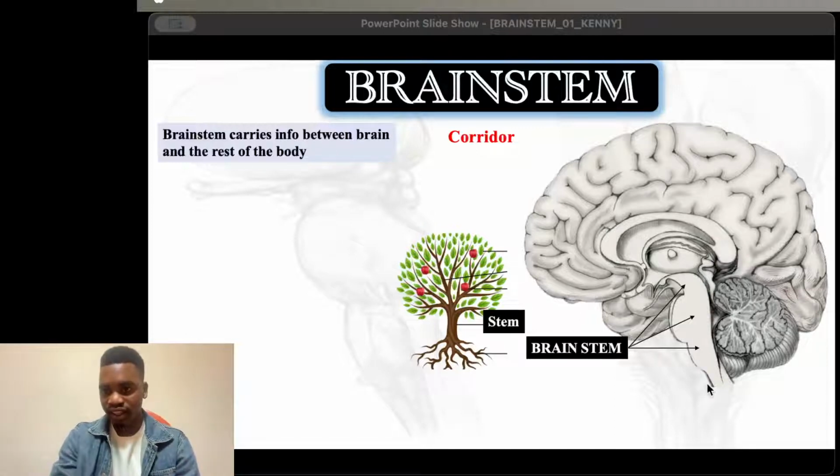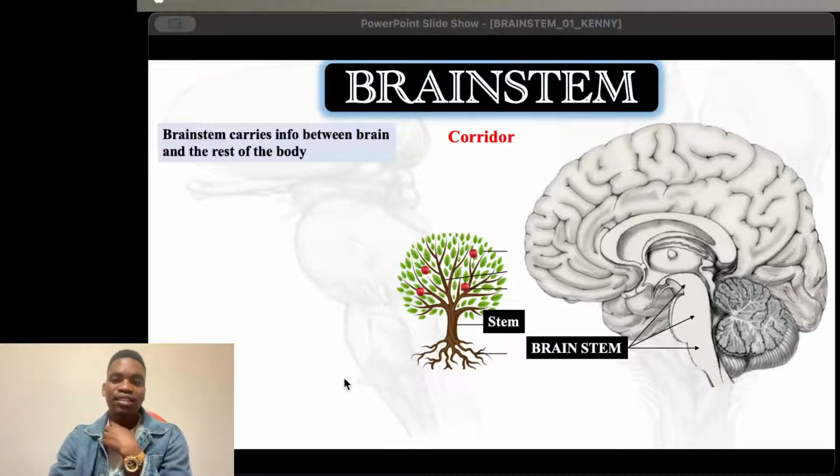So it's like the stem of the brain. We can see this is the lower center, the spinal cord, and the higher center is the brain. Just like I said, it's a connection between the brain and the spinal cord. In other words, there is no way that information is going to come from the spinal cord to the brain without passing through the brainstem.